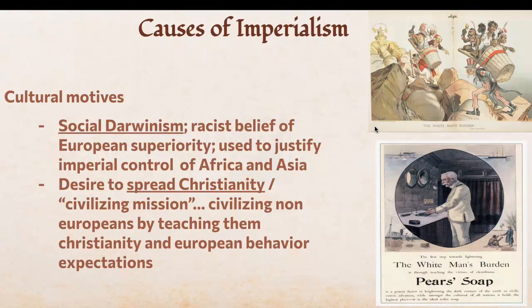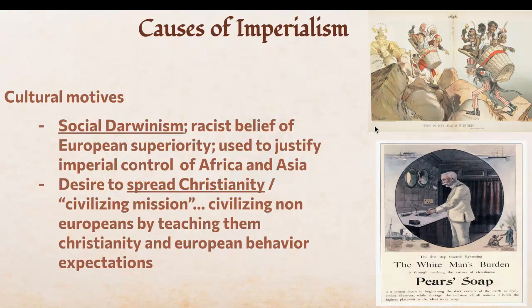And so with that, it is used to justify imperial control of Africa and Asia through white people taking care of these populations of Africans and of Asians and of indigenous groups in the Americas who, by the European standards, are not civilized. So speaking about civilization or civilizing, another cultural motive is going to be the desire to spread Christianity / the civilizing mission. And that idea is that they would be civilizing non-Europeans by teaching them Christianity and European behavior expectations.